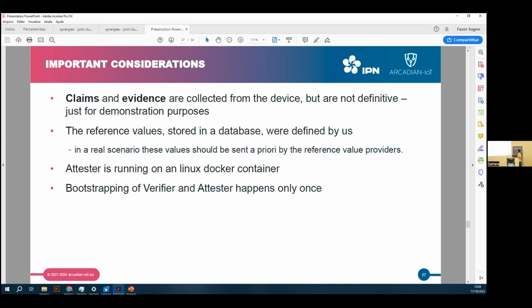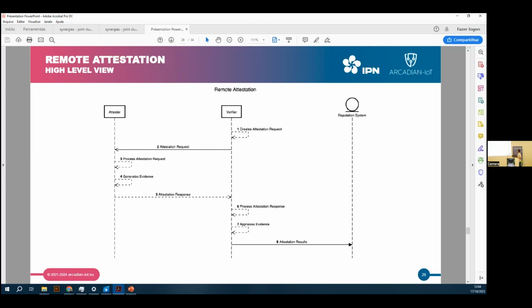Okay, so this is a high-level view of the remote attestation process. The process begins when the verifier creates the attestation request, which it then sends to the attester, which processes the attestation request and generates the evidence. This creates the attestation response, which is sent back to the verifier. The verifier, in turn, processes the response. If everything goes well, it appraises the evidence, generates the attestation results, and reports the attestation results to the reputation system.